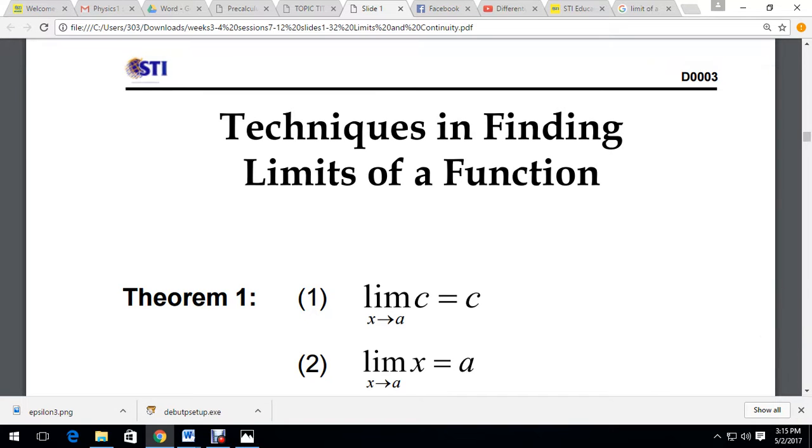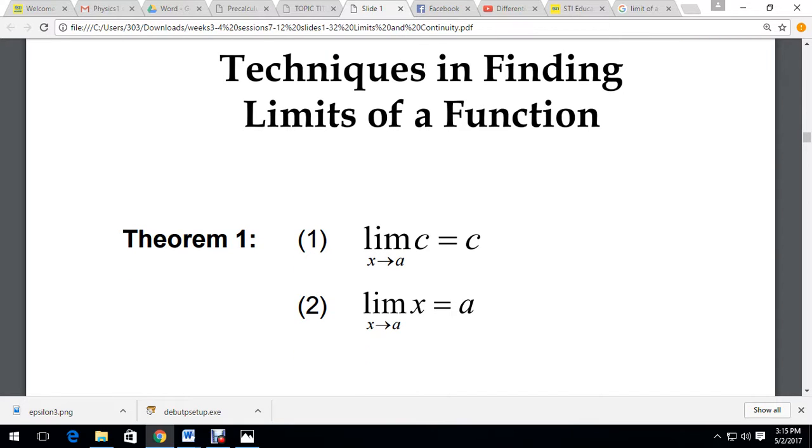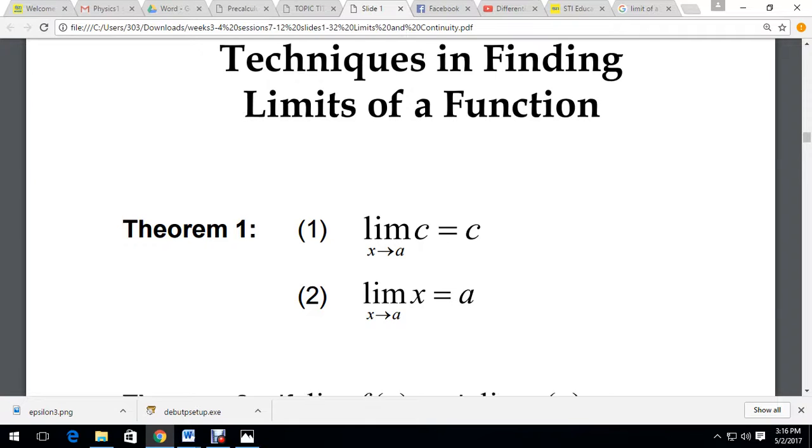Okay, so at this point, let us now define some techniques in finding the limits of a function. Okay, so let's have the following. The first one is the limit of a constant. So, for example, 2 or 4 or any other number: square root of 2, 1/3, 1/4, -1. The limit of a constant as x approaches any value is equal to the constant. So, for example, the limit of 3 as x approaches 0 is equal to 3. The limit of -1/3 as x approaches 4 is -1/3.